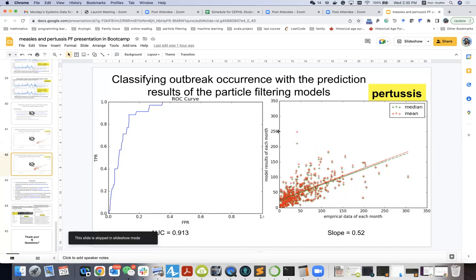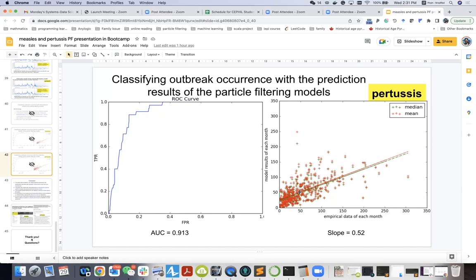And for the Pertussis model, we have done a similar analysis. The accuracy of the Pertussis projection results is 0.913. And here the slope of the Pertussis model is 0.5. But we can also see that most of the scatter plot points are also located in the diagonal area, which is the slope equals 1 area.